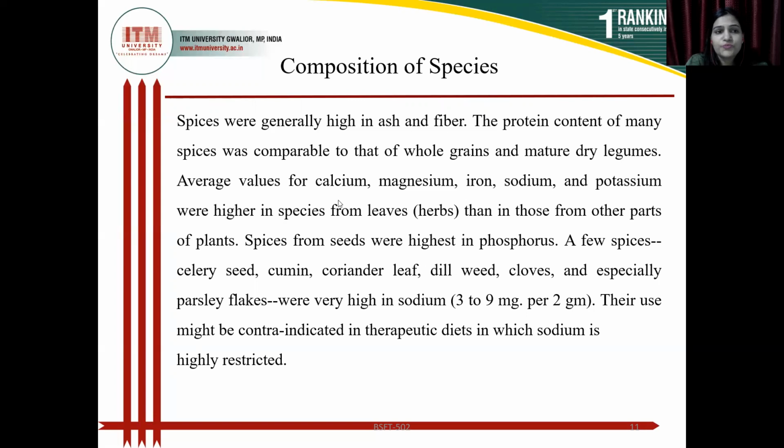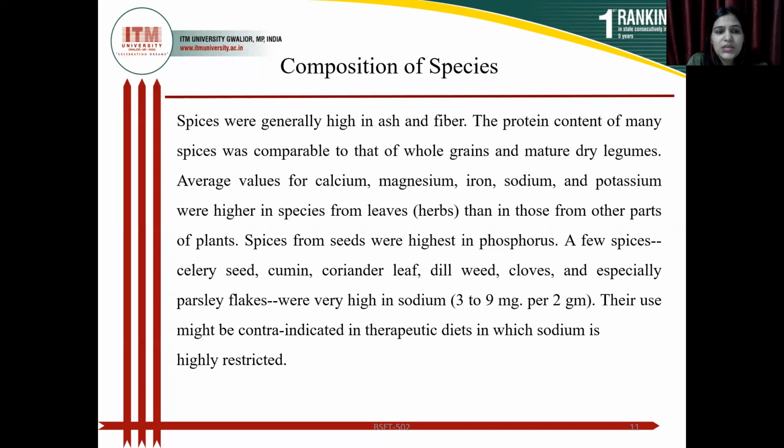The protein content of many spices was comparable to that of whole grains and mature dry legumes. Average values for calcium, magnesium, iron, sodium, and potassium were higher in spices from leaves, like herbs, than in those from other parts of plants. Spices from seeds were highest in phosphorus.